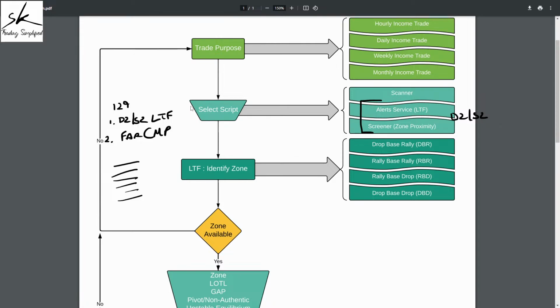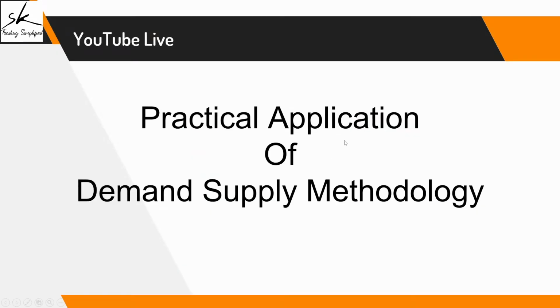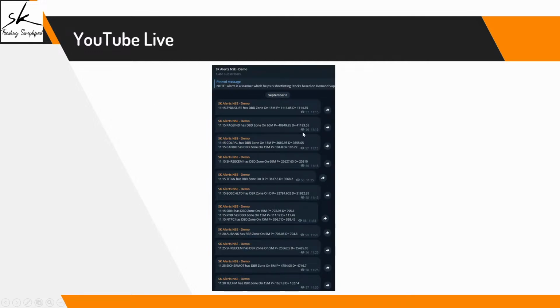But just to help you quickly understand what these two tools do for us: alerts are based on the zones which are getting formed on the current day, right? Whenever you are in a live market, as and when the demand and supply zones are getting formed, it keeps notifying you in real time. We do have demo channels for NSE, for MCX and Forex. Here I'm showing you a screenshot of the NSE demo channel, from 6th of September.